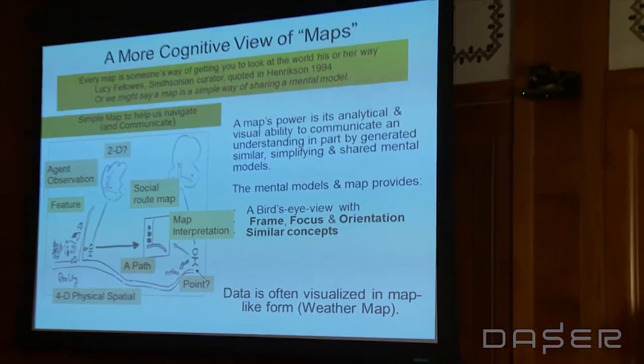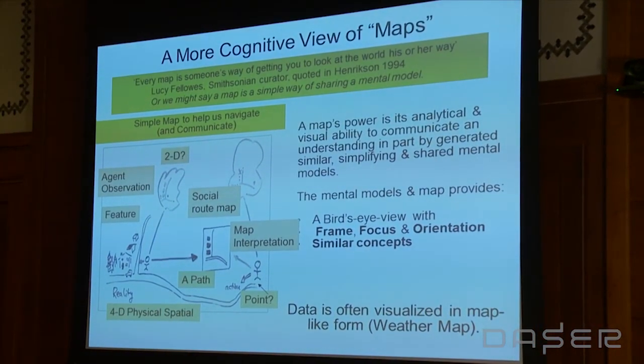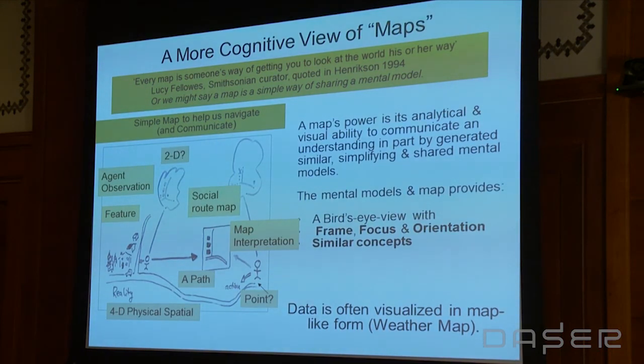This last thing is the idea of a model's power. I'm going to skip over this pretty quickly. The idea is that the mental models and maps provide a bird's eye view. They have some abstractions so we can see big pictures. They provide frames, they provide focuses, and they provide orientations. But to work, they have to employ concepts that are shareable.